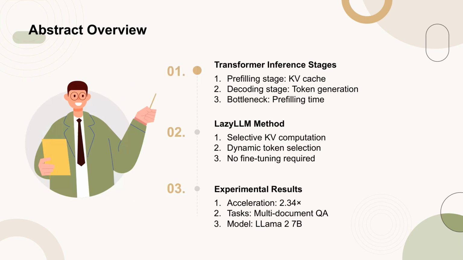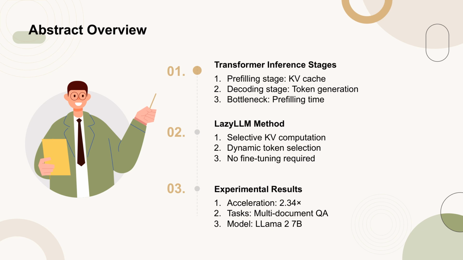The inference process of transformer-based large language models involves two main stages. The prefilling stage, where the KV cache for prompts is computed and the first token is generated, and the decoding stage, where subsequent tokens are generated. For long prompts, the prefilling stage can become a bottleneck due to the need to compute the KV cache for all tokens. This raises the question of whether all prompt tokens are necessary for generating the first token.